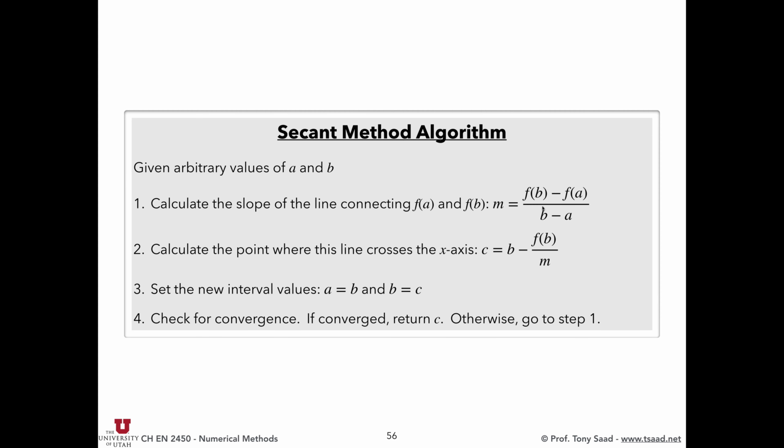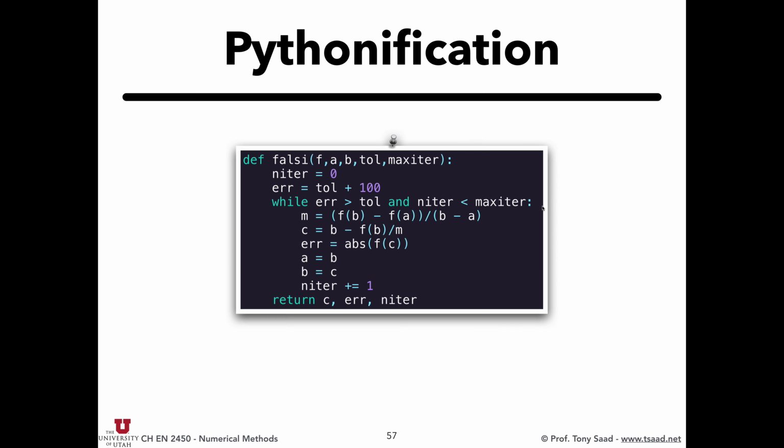The algorithm is simple. It's just a slight variation over the method of false position. Given A and B arbitrarily chosen, calculate the slope, calculate the location of the point C, and then set the new interval: B becomes the new A and C becomes the new B, and then check for convergence. If converged, return C, otherwise repeat. And here's an algorithm in Python for implementing this. It is simply taking the method of false position and removing the if statement.